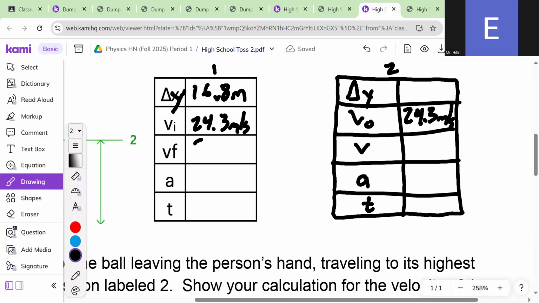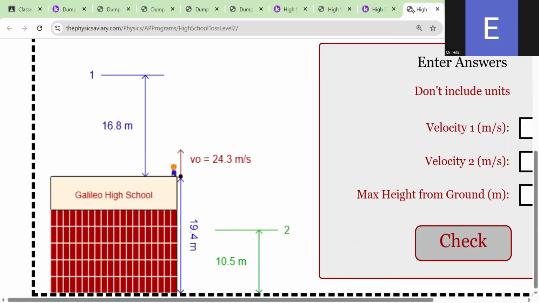Okay. I don't know what the velocity is there. That's what you're trying to find. That's your ultimate unknown. Okay. Negative 9.8 is going to be your acceleration. And time you don't know, but time doesn't matter necessarily. By the way, the displacement for your second one is going to be negative because notice location 2 is below the height of your building.